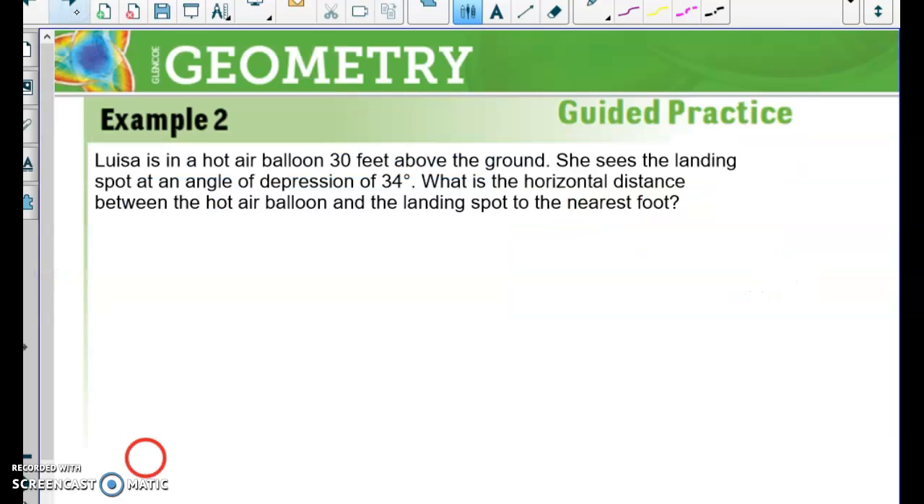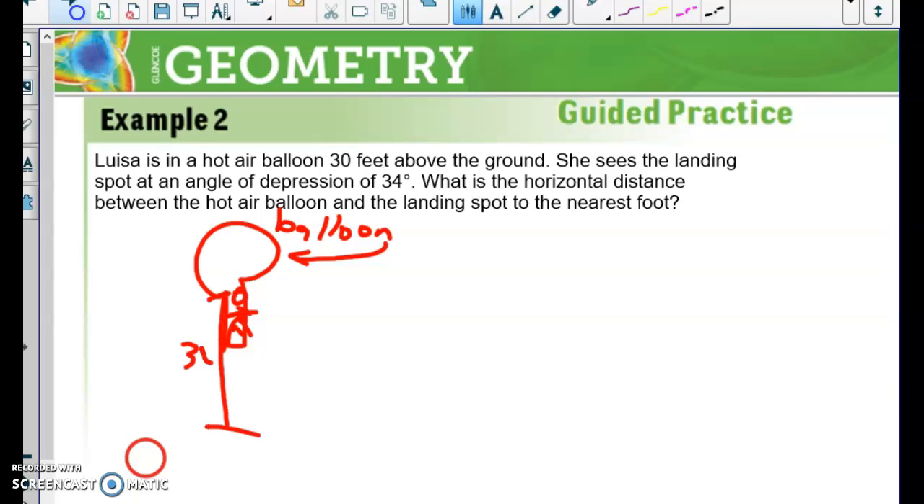So we have Louisa, and we're going to pretend that here's our Louisa in some kind of basket underneath the balloon. And just bear with me. We'll pretend that's a balloon. I can label it. That's a balloon. It's 30 feet off the ground, so 30 feet. And she sees a landing spot at an angle of depression of 34 degrees.